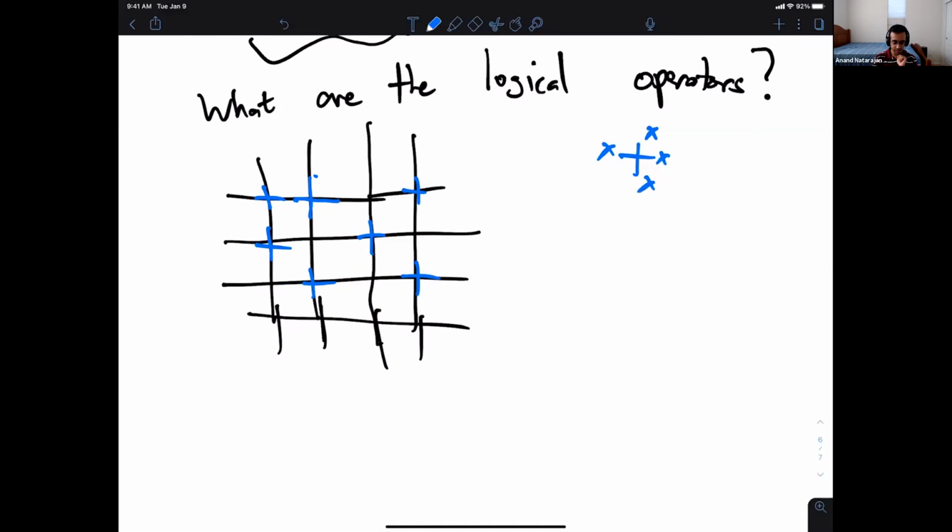Let me remind you where the qubits are, right? The qubits are basically on the links. And I'm going to pick some subset of these links to apply a Z to. So what are the properties that this subset needs to have in order for the Z's to not anti-commute with any of these X stabilizers? Any ideas?